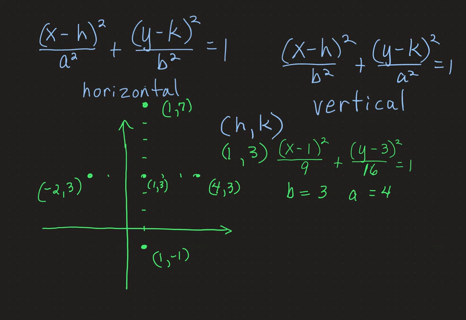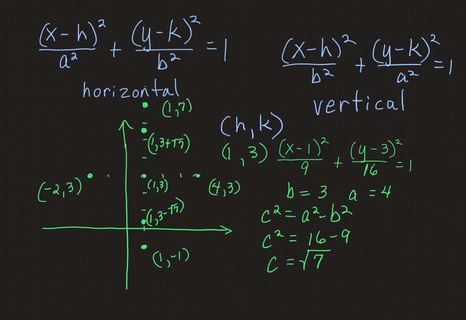Then finally we have to find c. Since c squared equals a squared minus b squared, that becomes c squared equals 16 minus 9, which gives us 7, and that gives us c equals the square root of 7. So we have to count up from the center, square root of 7 on the major axis, and down from the center, the distance square root of 7 on the major axis, to get our foci. And then we can sketch the graph of the ellipse. And that's the end of the new content for this section.